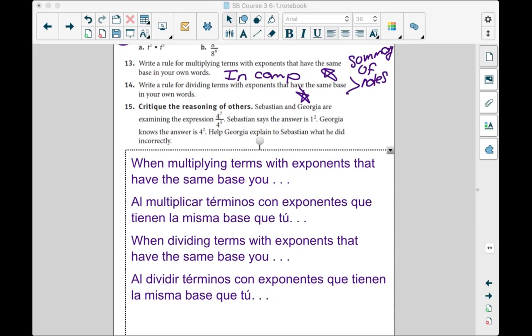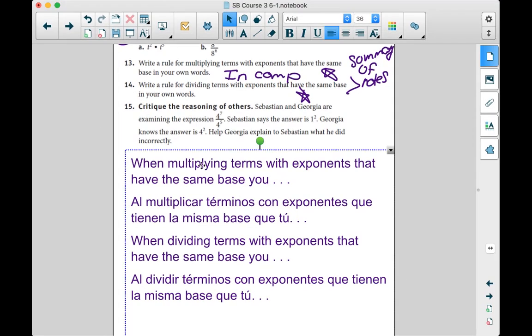Great, so here are your sentence stems for your summary in your composition book in both English and Spanish. Go ahead and summarize it in whatever language you prefer.